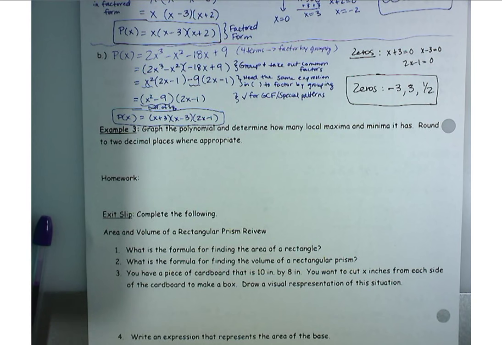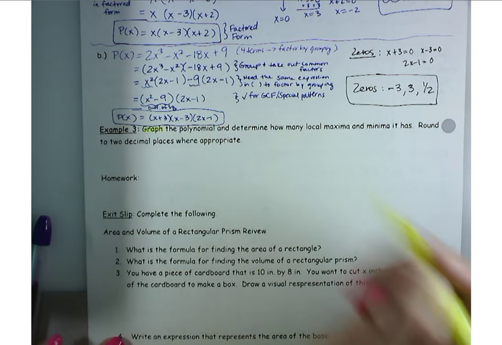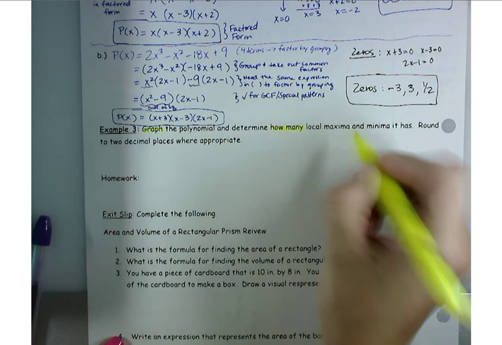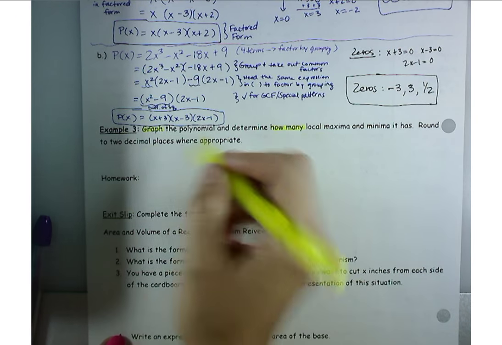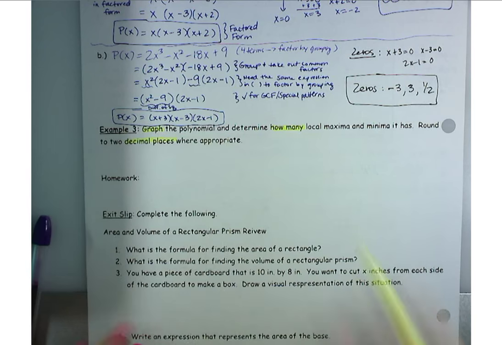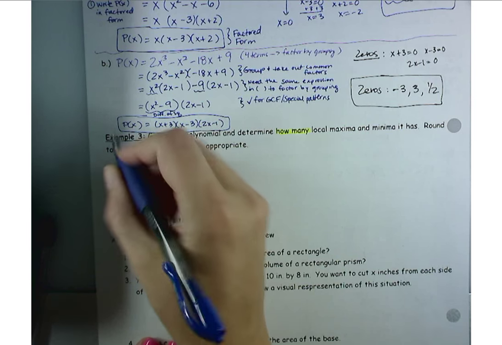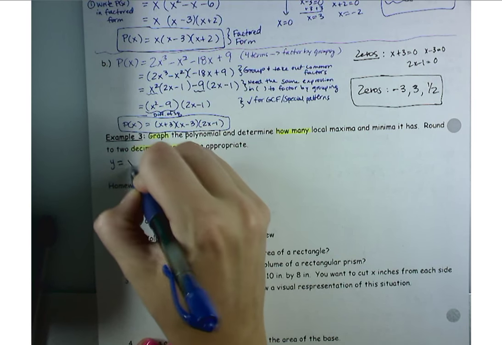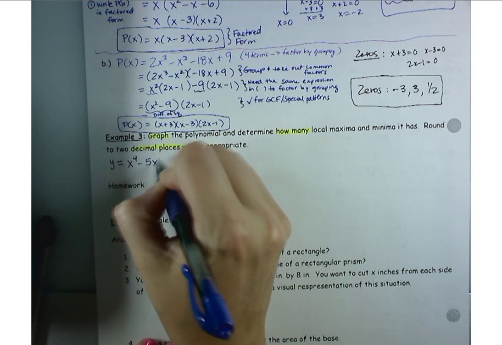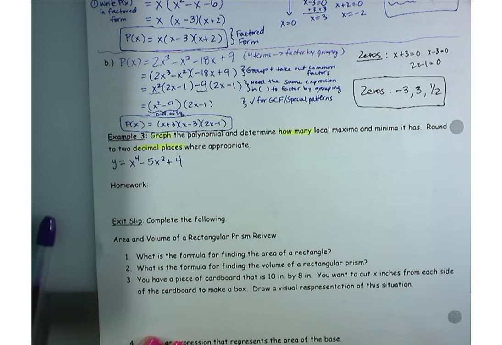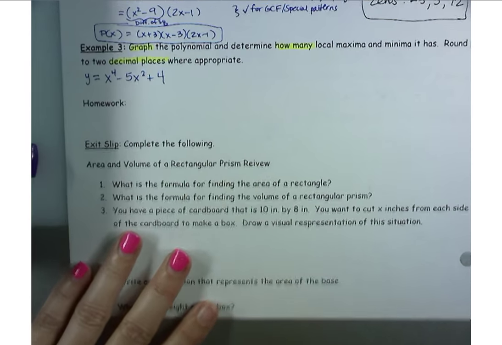For example 3, we're going to graph the polynomial and then determine how many local max and min it has, rounded to decimal places where appropriate, so we are going to actually find the max and the min. And so I'm going to give you that equation, which is y equals x to the 4th minus 5x squared plus 4. So you can go ahead and graph it. We are going to need it to find the local max and the min.